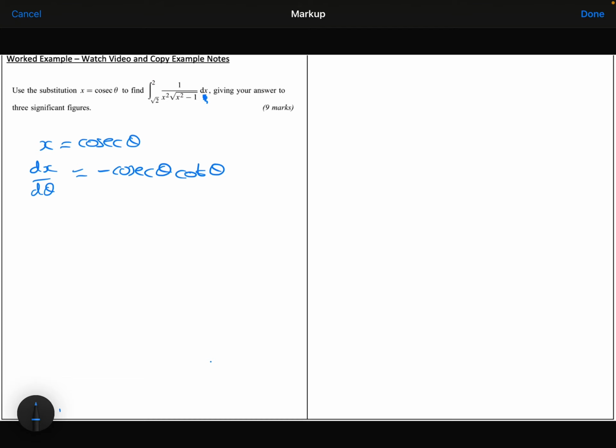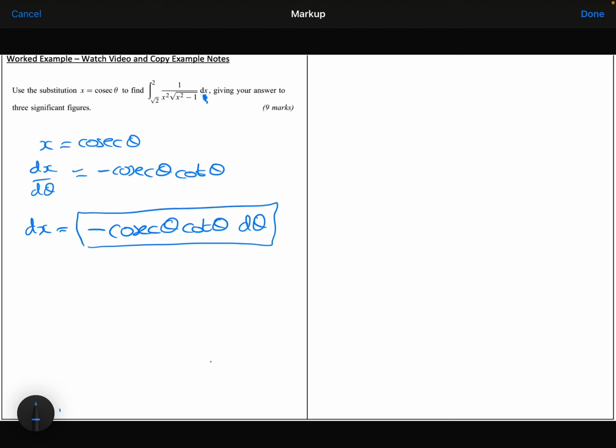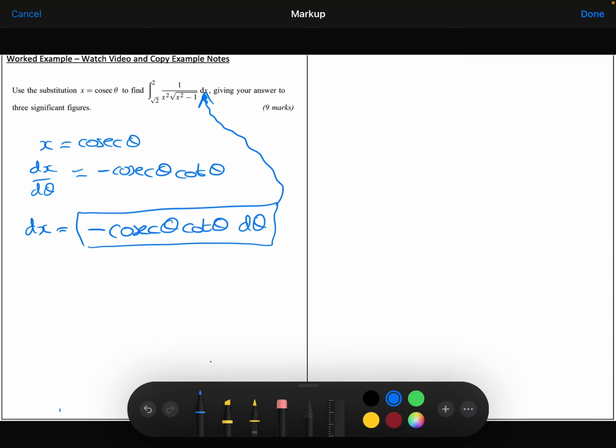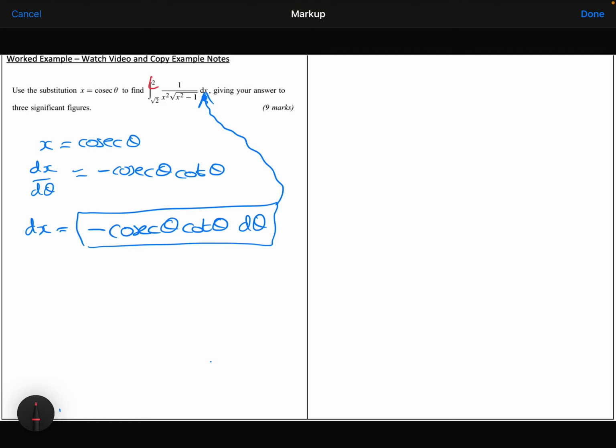I now want to rearrange that to make dx the subject. So multiply both sides by d theta. And there we go. So I can now substitute this in instead of the dx there. Next thing I want to do is worry about these limits.